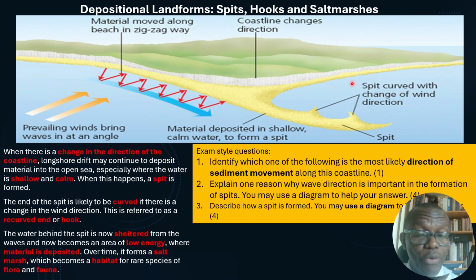So how many landforms so far? 2 landforms. So we have the spit and then we have the hook, or the recurved end. Sometimes it's called a recurved end. And then we also will have a salt marsh forming behind that spit, because of course this area behind the spit is going to be sheltered by the accumulation of the sand or the spit itself. So it's going to be a very low energy environment. So any material that is deposited there is not likely to be washed away by the waves because the waters are really, really calm there. So that will then lead to the development of a salt marsh.